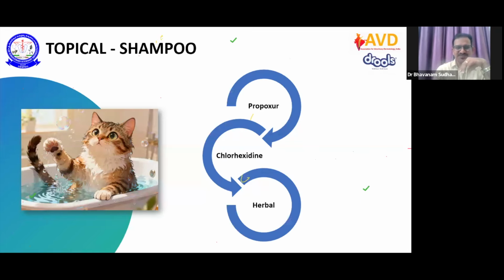Next, some shampoos are also available, but compared with dogs, very limited shampoos are available for treating external parasites in cats. That is the propoxur. Sprays or solutions containing chlorhexidine are the best and safest. But many herbal products are available for treating cats, and also for dogs and cats below 2 months of age, because that is where we see more toxicity.